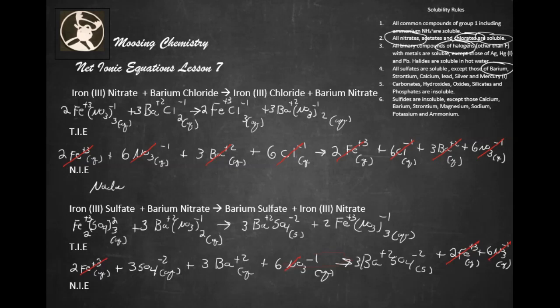So this would be 3 Ba plus 2 AQ plus 3 SO4 minus 2 AQ yields 3 BaSO4.